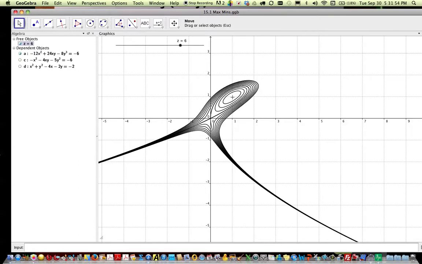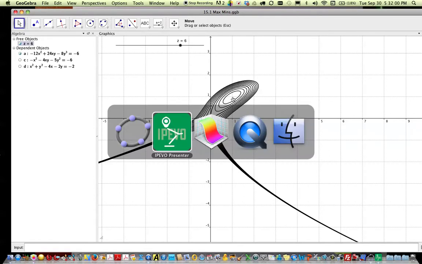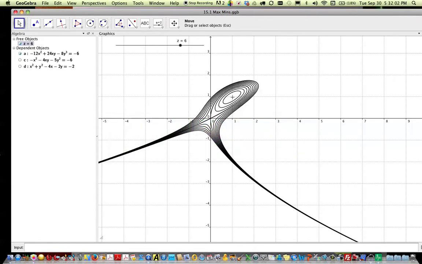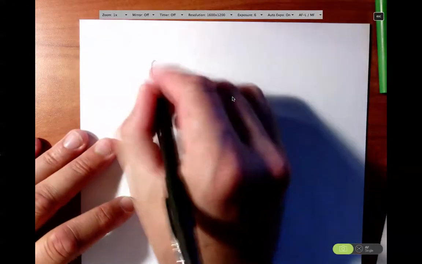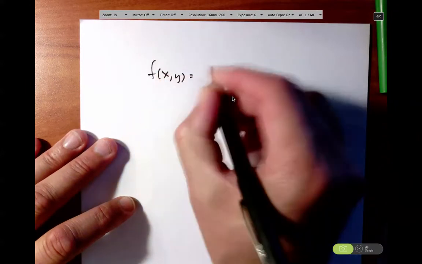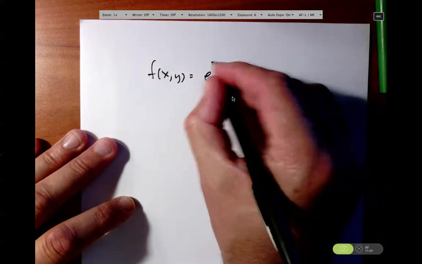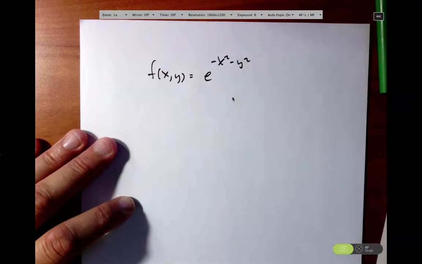Okay. All right, let me go through one last problem with you. This is a function that we looked at before. It is e raised to the -x squared minus y squared.